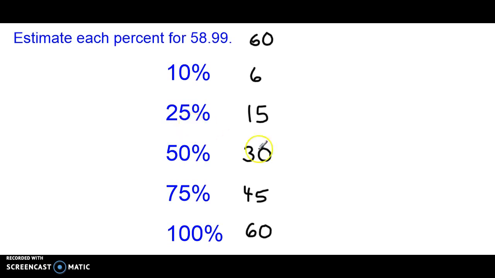For example, if I wanted to know what 15% is, and estimate what 15% of 58.99 is, again rounding it to 60, I know that 10% is 6. So 5% must be half of that quantity, or 3. So a rough estimate of 15% would be 9, the total of those two. So 15% would be 9.